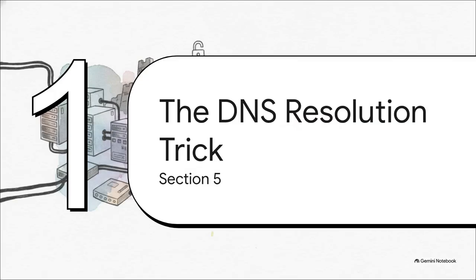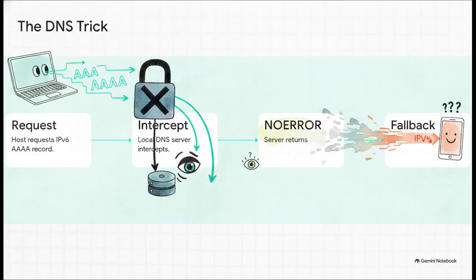Okay, on to our final piece of the puzzle, Section 5, the DNS resolution trick. Sometimes standard network routing rules just aren't enough, and IT actually has to use a psychological trick right at the application layer. Seriously, to stop devices from using IPv6, you basically have to break their belief that they even can. Modern devices use this algorithm called happy eyeballs, where they actually prefer IPv6 if they think it's available. So here's how the trick works.